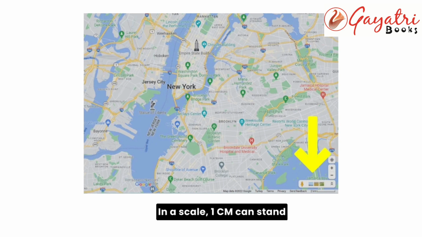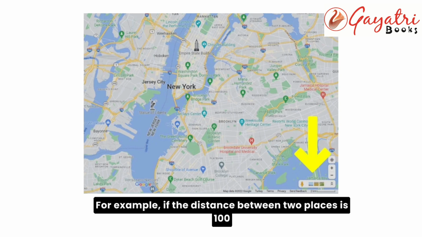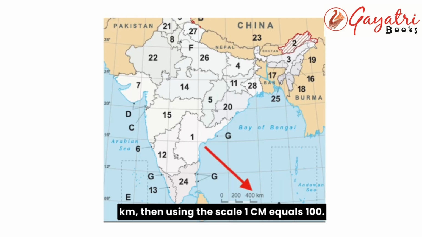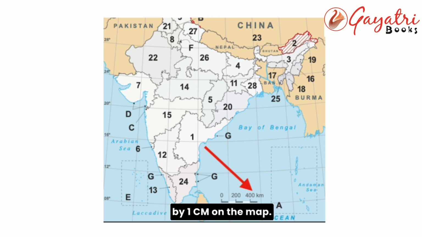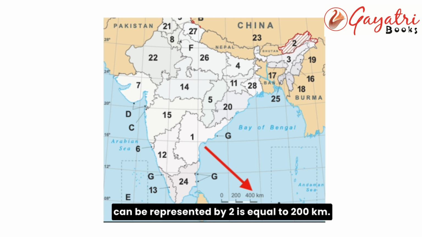In a scale, 1 centimeter can stand for a specific number of kilometers. For example, if the distance between two places is 100 kilometers, then using the scale, 1 centimeter equals 100 kilometers, the distance between them will be represented by 1 centimeter on the map. Similarly, if the distance between two cities is 200 kilometers, it can be represented by 2 centimeters. 2 centimeters is equal to 200 kilometers.